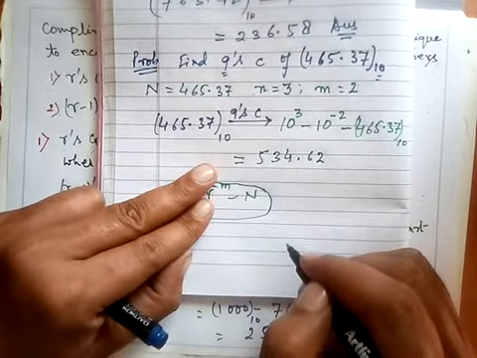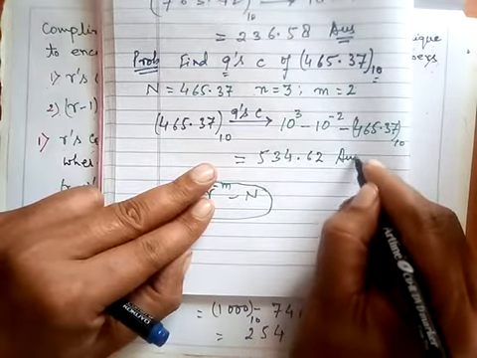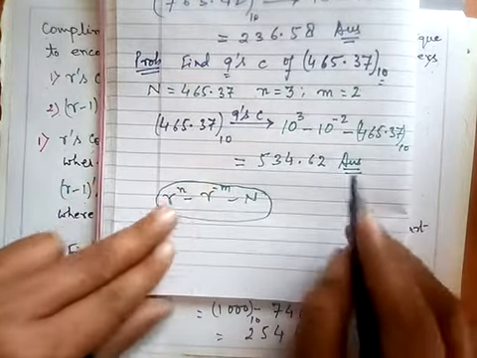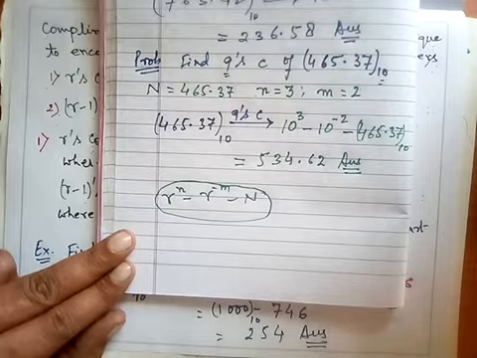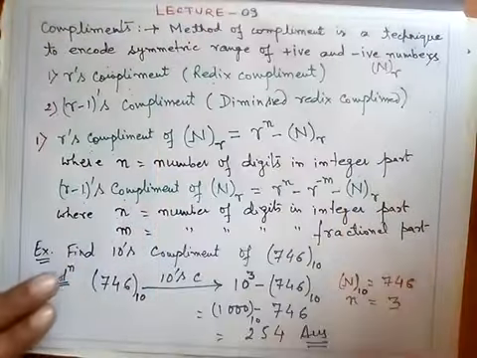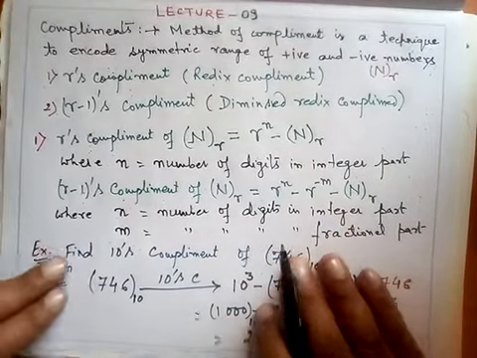You'll get this number 534.62. This is the final answer of this. So this is your r's complement and this is r minus 1's complement. This is the basic definition of r's complement and r minus 1's complement.